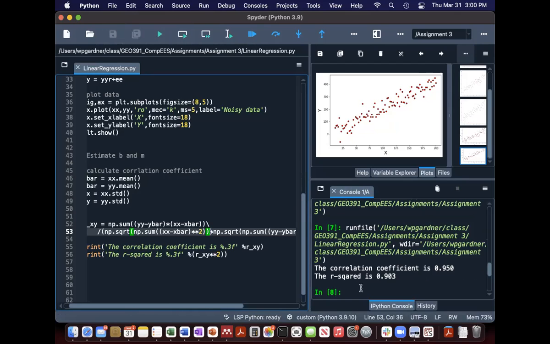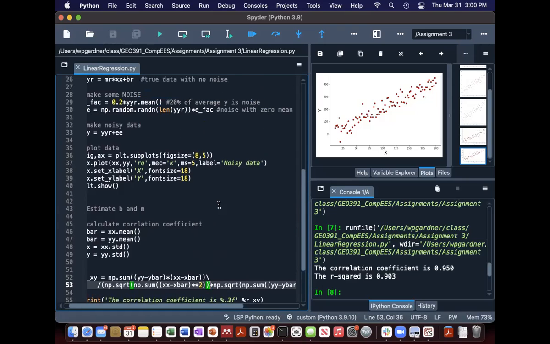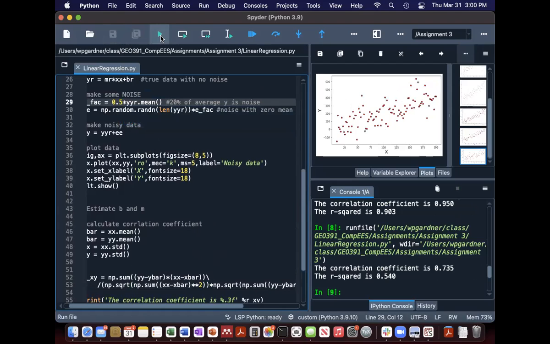Let's play around with the error and see what happens. So I had this up to 50% standard deviation. Let's save it and run it. Now my R squared is like 0.5. So when I add a lot more error, now it's saying only a little over 50% of the relationship between those two data is explained by my straight line.